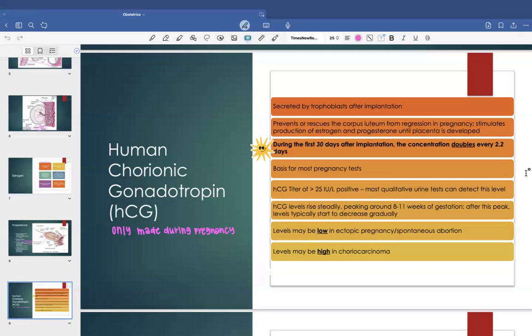HCG levels rise steadily, peaking around 8 to 11 weeks of gestation. And after this peak, they typically start to decrease gradually. And why is that? Because the placenta is going to start to take over. So it kind of helps us know that the placenta is fully formed and is ready to function and properly take over that progesterone production.